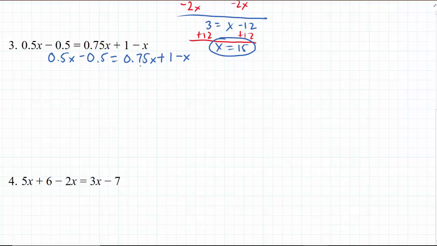And actually, now that I look at it, we can combine the like terms. I'm going to combine the 0.75x with the negative x right there. So I'm going to keep everything else the same. 5/10 x minus 5/10 equals 75/100 minus x, which is going to be negative 25/100 x plus 1.